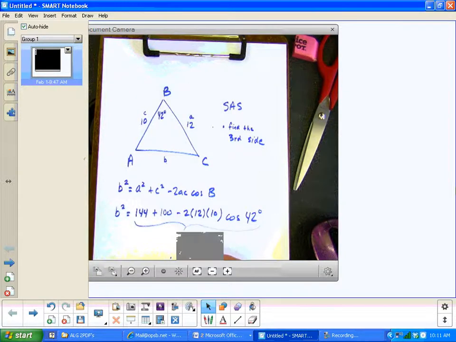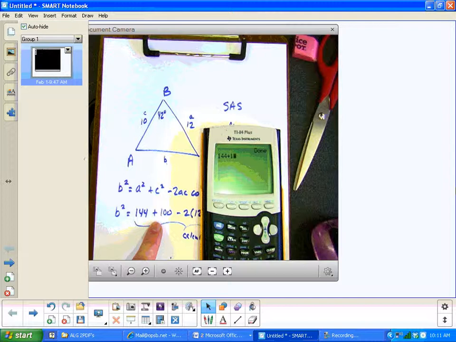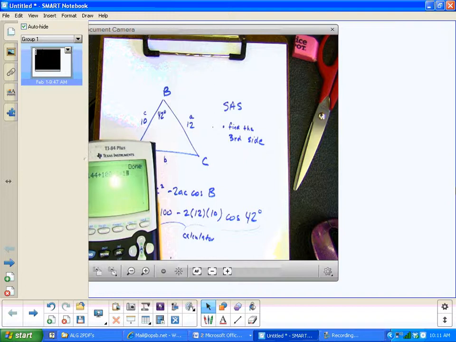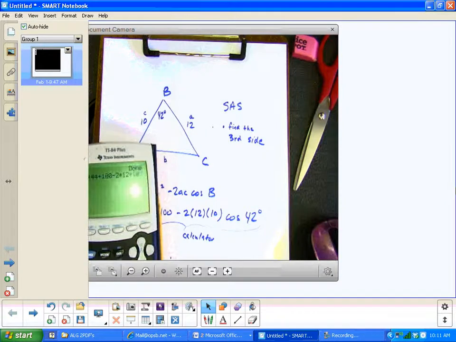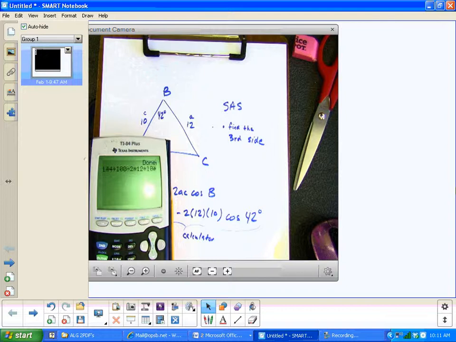All right. So big long string in your calculator. And your calculator knows to multiply before it adds and subtracts. It knows the order of operations. 144 plus 100 minus 2 times 12 times 10 times the cosine of 42. Okay, you should get 65 point something.